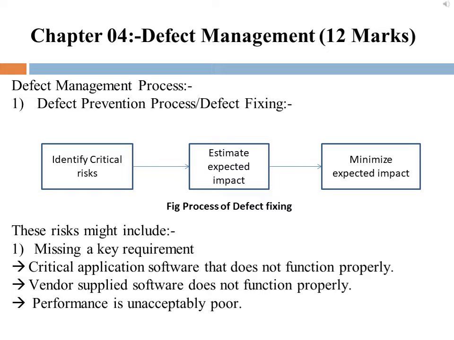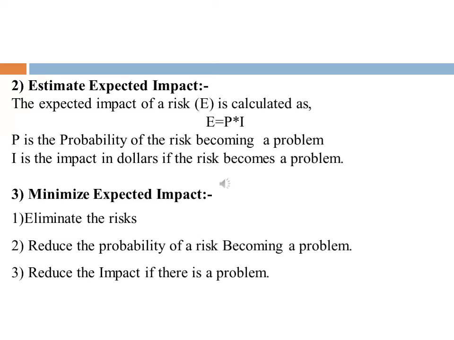Next is hardware malfunction. Malfunctions of hardware may impact customer satisfaction and use of a system. If users cannot use the hardware due to some reasons, then the software. Next is estimated expected impact.